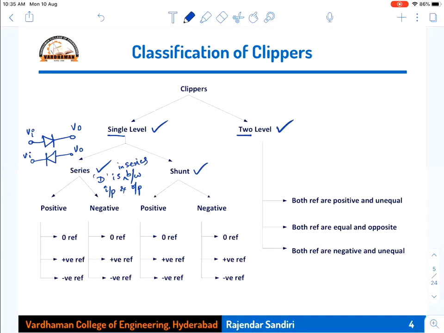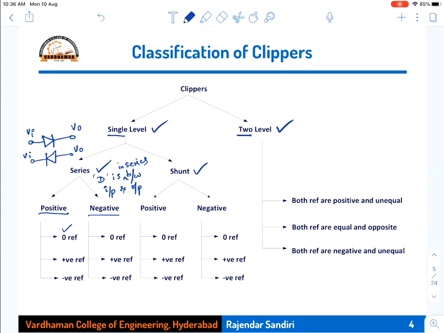And again, there are two types of series clippers: positive series clipper and negative series clipper. In a positive series clipper, we may have a zero reference. Zero reference means, in the examples I have shown, a zero level; a positive clipper means the positive side is clipped off. Zero level and above is clipped off, then it is called a positive series clipper with zero reference. So the name will be written like this: positive series clipper with zero reference. What is that nothing but? The positive side of the portion is clipped off.